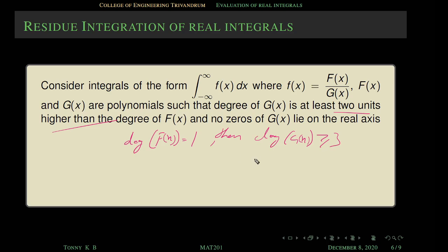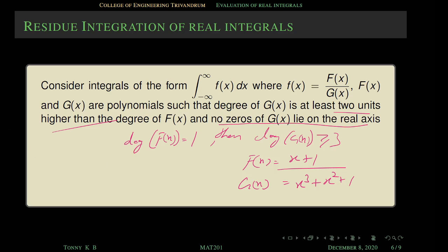For example, if f of x is equal to, suppose, x plus 1, then what about g of x? One possible polynomial g of x is of at least degree 3. So x cube plus, say, x square plus 1. Clear? So its degree is at least 2 units higher. Here the degree of the numerator is 1. Here the degree of the denominator is 3. Clear? And we have one more condition. No real zeros of g of x lie on the real axis.